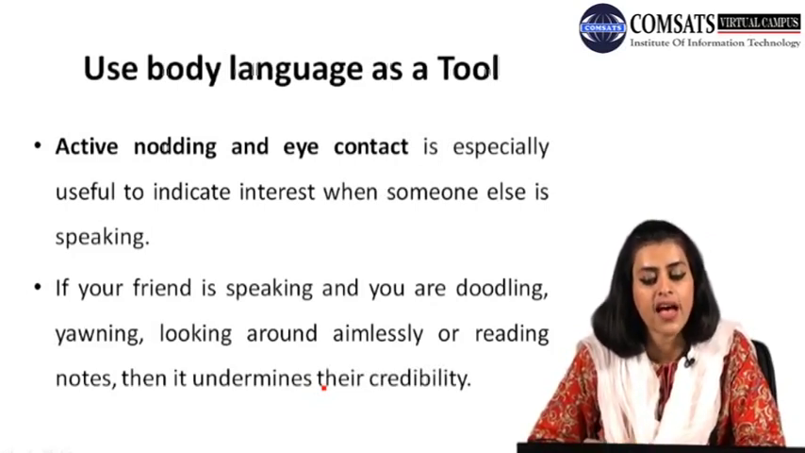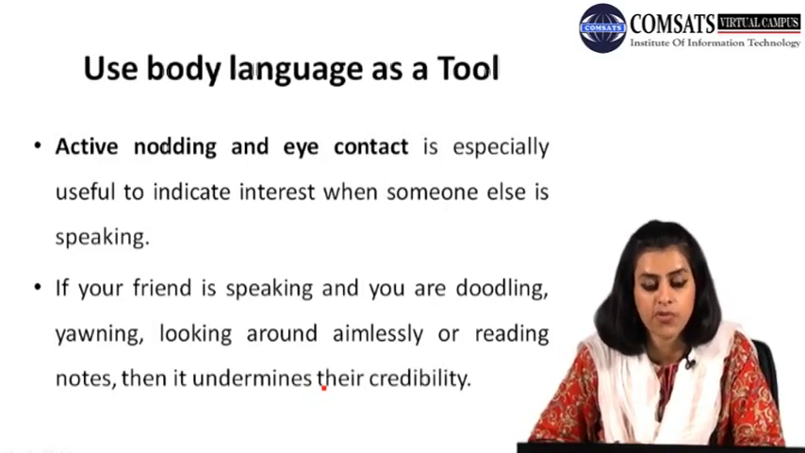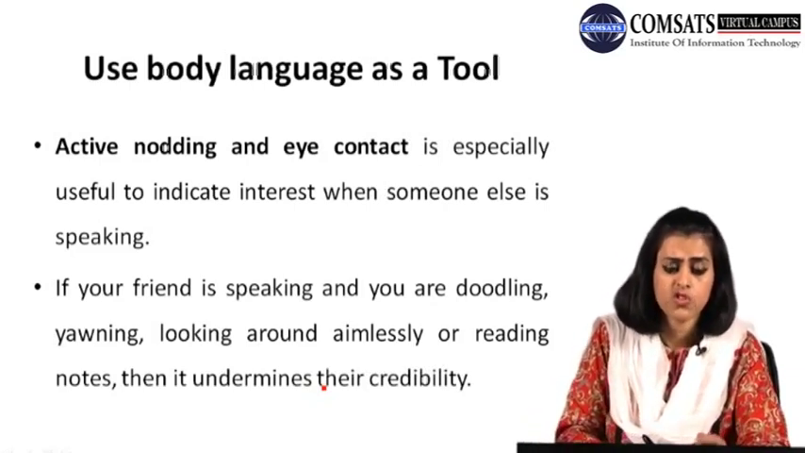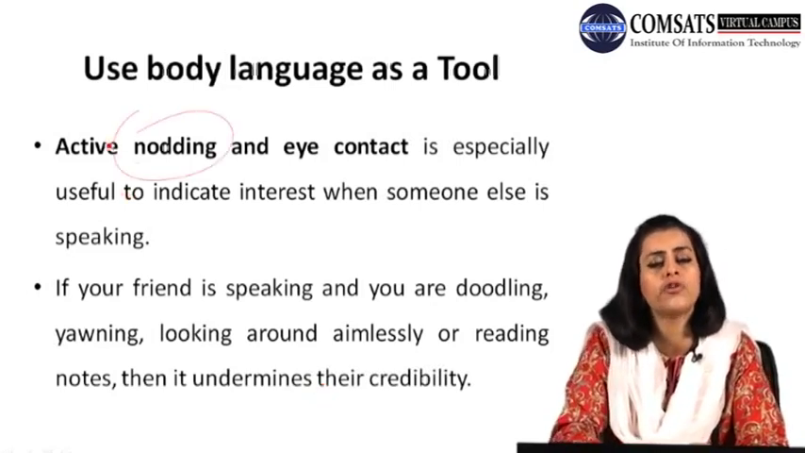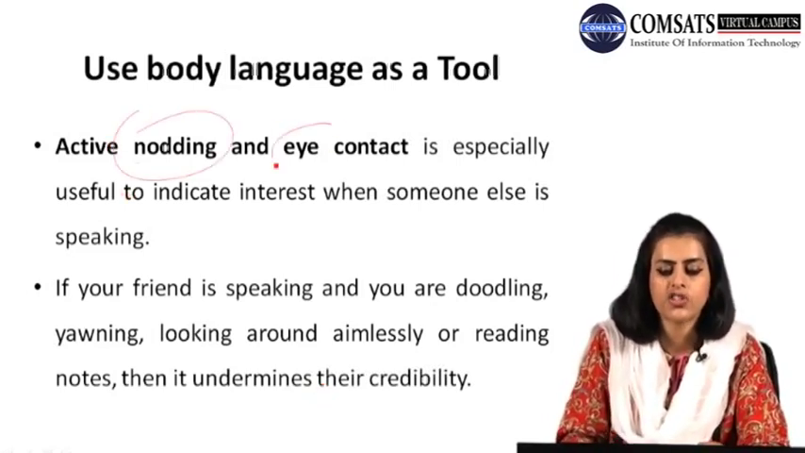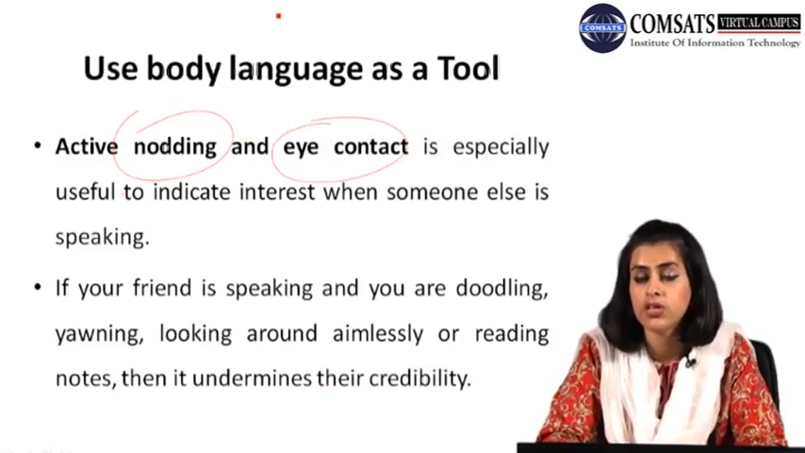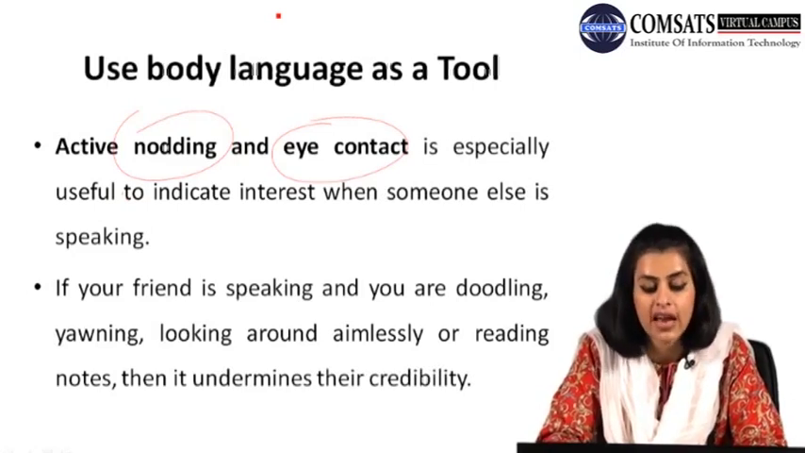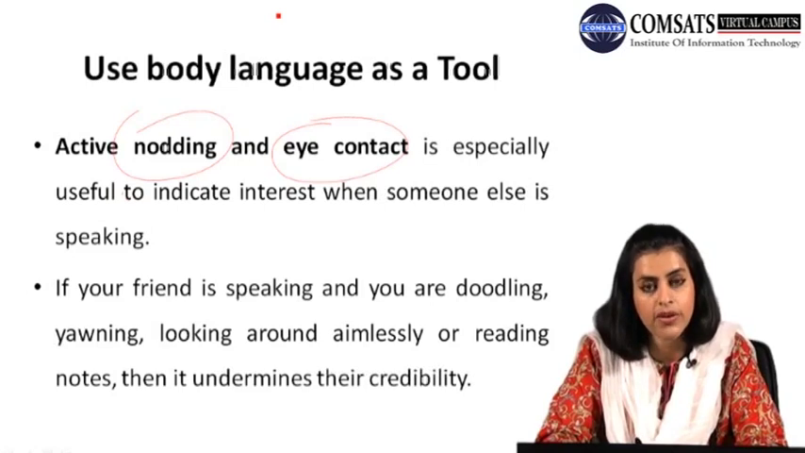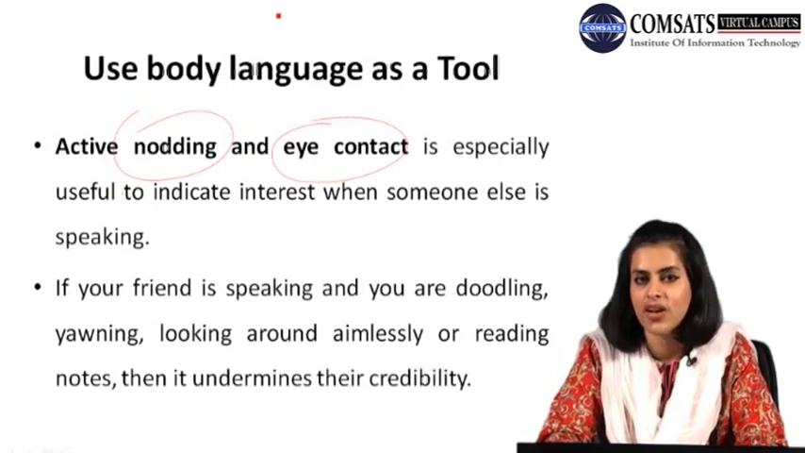Active nodding and eye contact are especially useful to indicate interest when someone else is speaking. So keep on nodding your head if you are part of the audience, and your eye contact should be strong enough to show that you are listening, whether you agree with them or you are understanding them. If your friend is speaking and you are doodling, yawning, looking around aimlessly or reading notes, then it undermines their credibility.